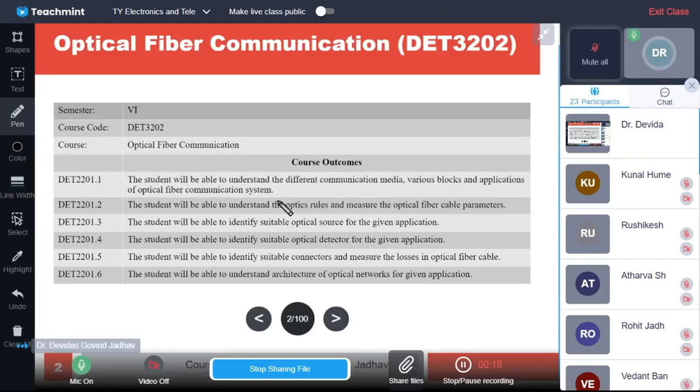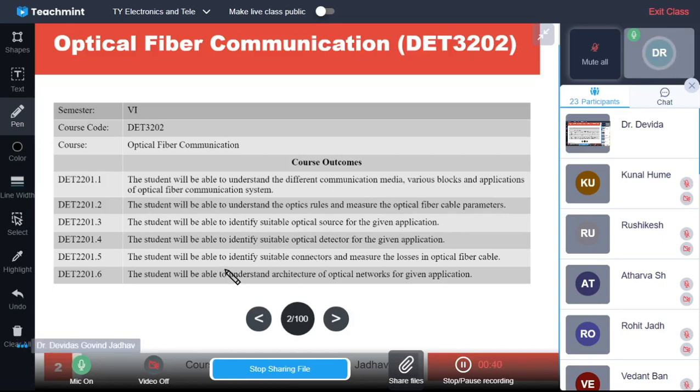Course outcomes. The students will be able to understand different communication media, various blocks and applications of the optical fiber communication system. The students will be able to understand the optics rules and measure the optical fiber cable parameters. Students will be able to identify suitable optical source for a given application. Students will be able to identify suitable optical detector for a given application.